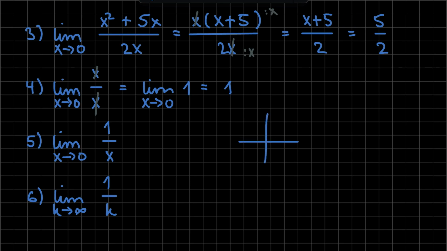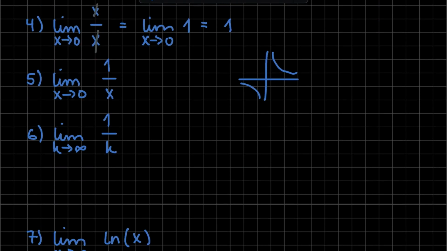If these are our axes, then on the positive side we would have something like this, a rectangular hyperbola. As x tends to 0 from the positive side, we would be getting closer and closer to positive infinity. But on the negative part of the x-axis, as x tends to 0 from the negative side, we're actually approaching negative infinity. So we have this vertical asymptote at x equals 0.